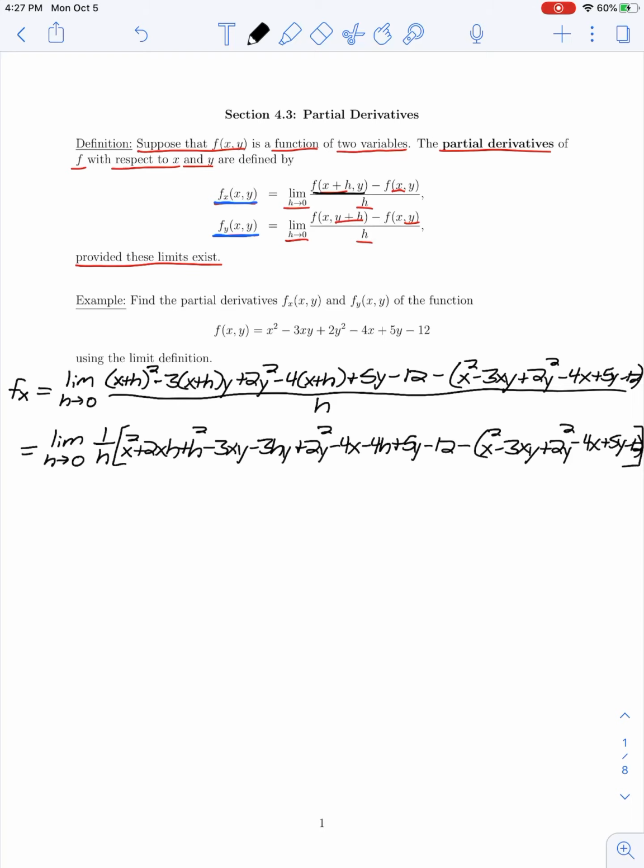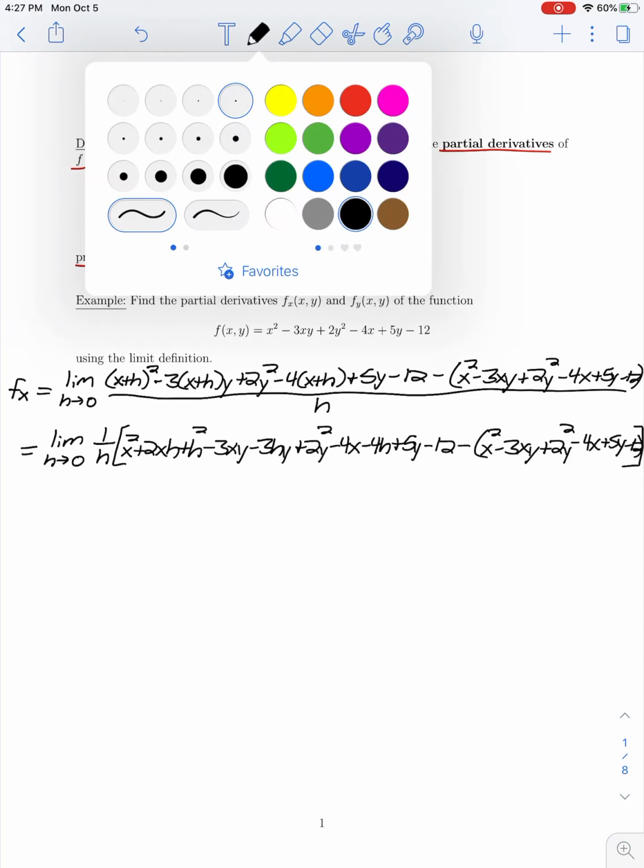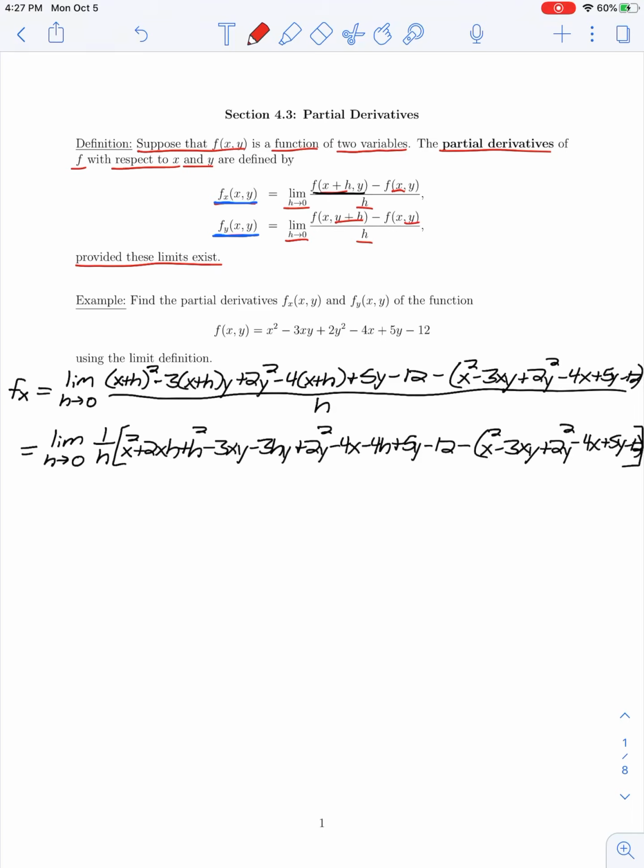So there are several terms which will cancel out with one another here after we expand. The first of which would be our x squared with the minus x squared, then the negative 3xy minus a negative 3xy, the 2y squared minus 2y squared, negative 4x minus a negative 4x, the 5y and minus 5y, and lastly the negative 12 minus the negative 12.